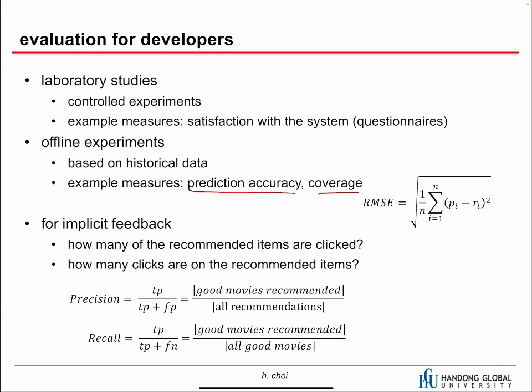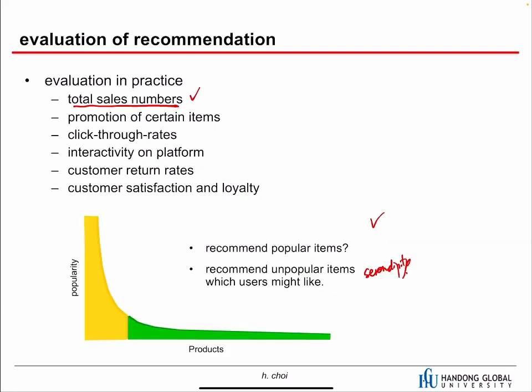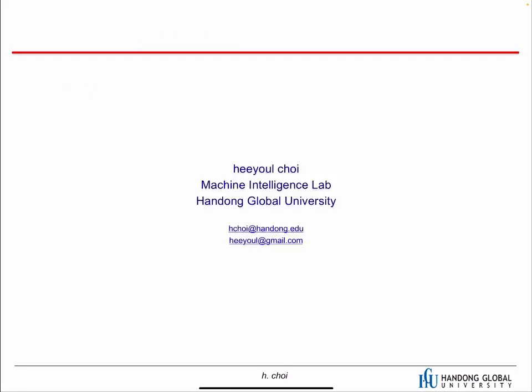Based on this evaluation, we can build up our recommender system. And then when we deploy, we can evaluate this system based on the total sales numbers or click-through rates, etc. Okay, this is it.